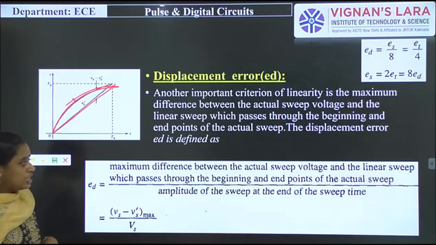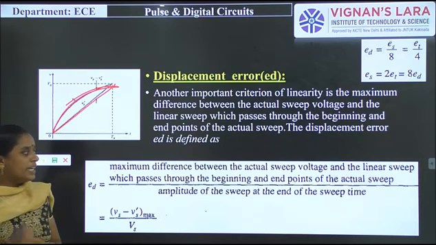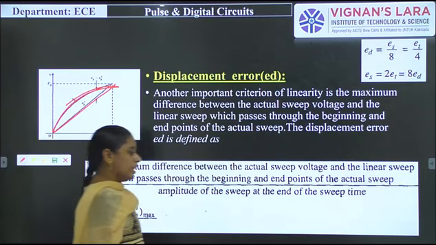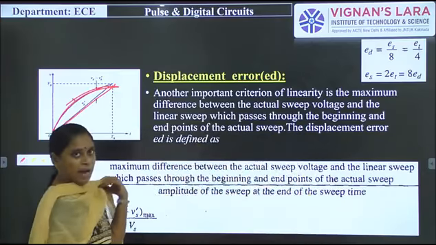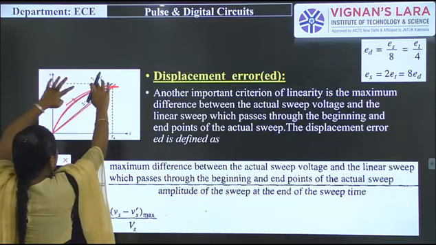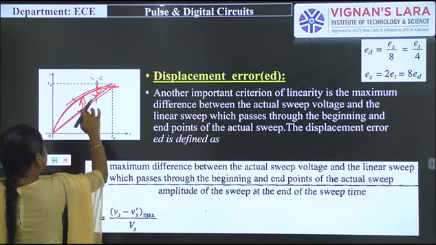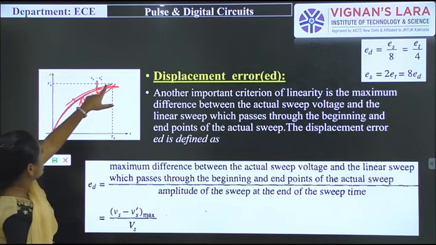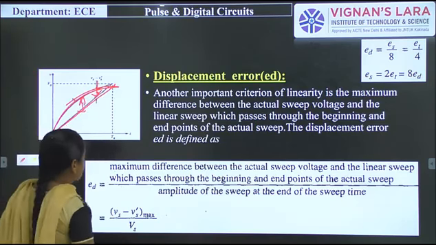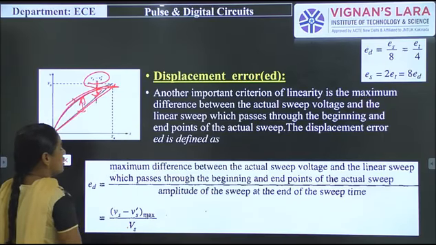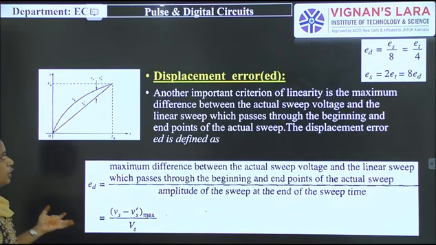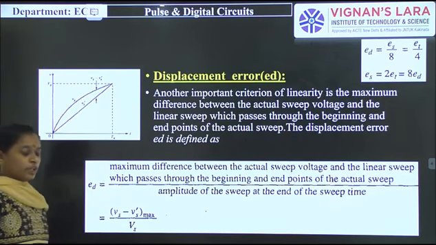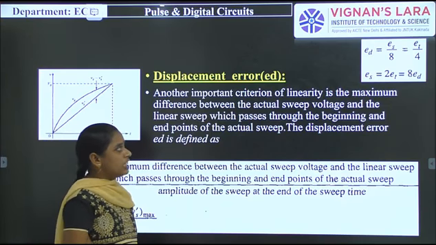The maximum difference between the actual sweep voltage and the linear sweep which passes through the beginning or end of the actual sweep. So we represent it like this: maximum deviation by sweep amplitude. This difference is known as maximum deviation, and this one is the sweep amplitude. We can represent it as Vs minus Vs dash by Vs. Here Vs is the input condition, that is the sweep amplitude. These are very important for linearity, nothing but deviation from linearity.